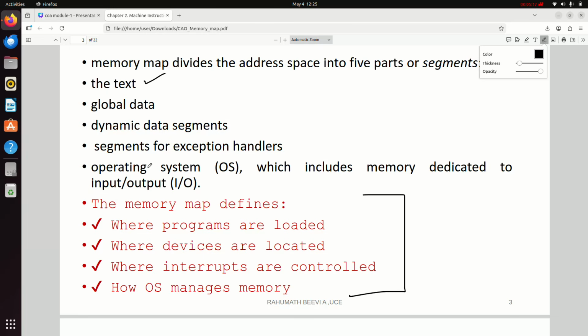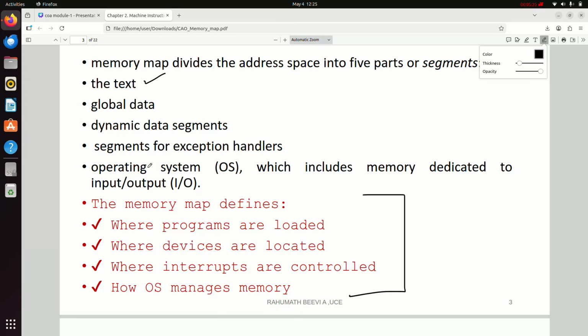So the basic four important functions of the memory map. We have said, first, what is the definition of the memory map. It is the organization of the computer's memory into different sections. It shows how the memory is organized and what each part does.